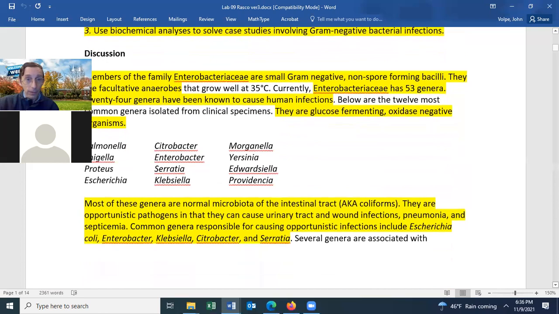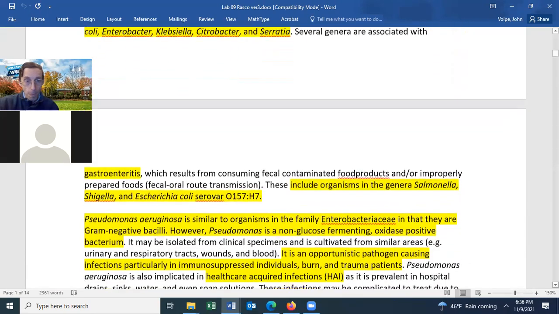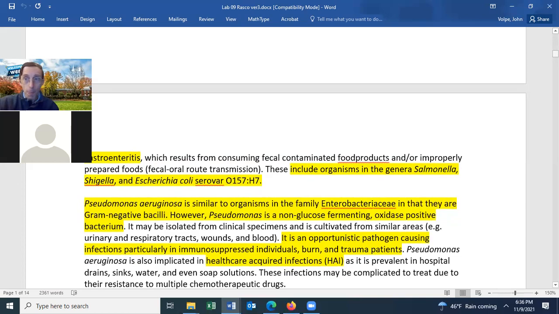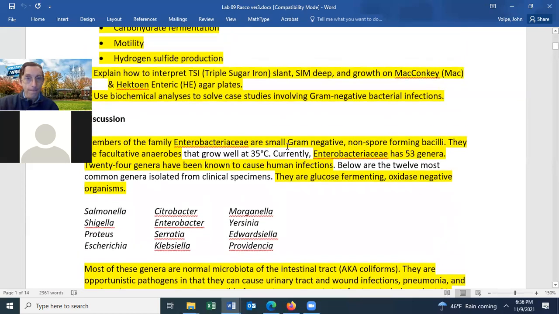The members that we're going to look at are 2 families, the Enterobacteriaceae family and, lower down, the Pseudomonadaceae family. The members of the family Enterobacteriaceae are all small gram-negative non-spore forming bacilli. They are facultative anaerobes. There are 53 genera of Enterobacteriaceae. 24 of the genera are known to cause human infections. They are all glucose fermenting, oxidase negative organisms. And here is a table of some of the common members of the Enterobacteriaceae family that cause disease, like Salmonella and Shigella, you're probably familiar with.